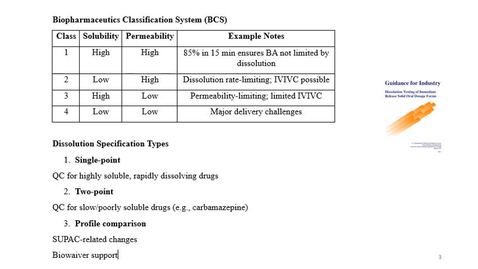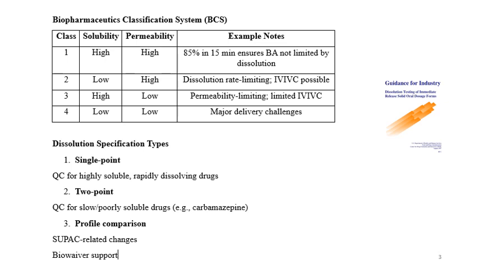For BCS class 3, the solubility is high but the permeability is low. So absorption and bioavailability are permeability limited, and IVIVC is limited. For class 4 drugs, the solubility and permeability both are low. So IVIVC is very less possible in this case. We cannot predict in much detail, and major delivery challenges will be there.